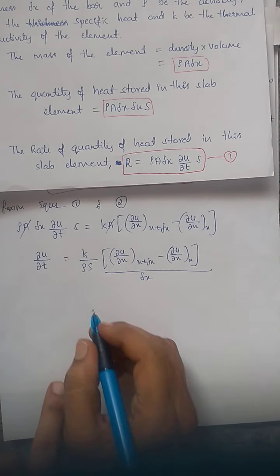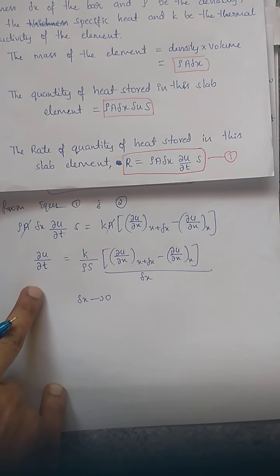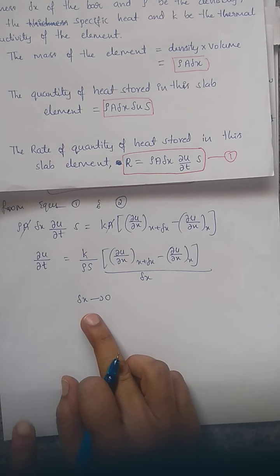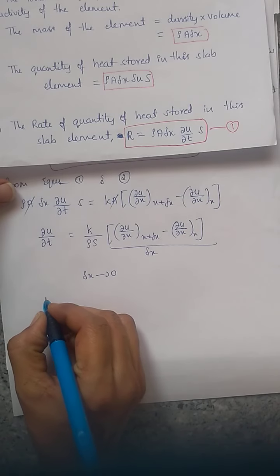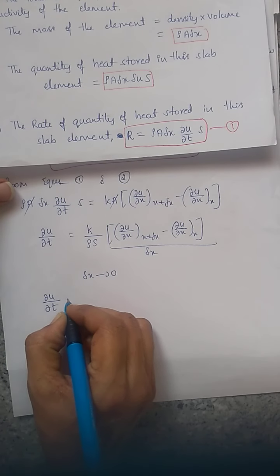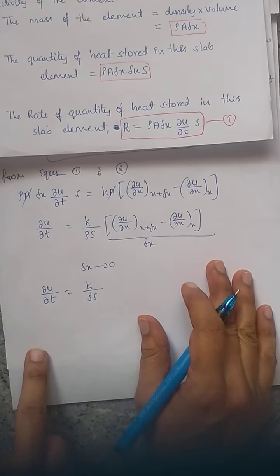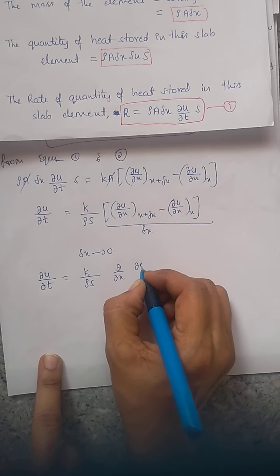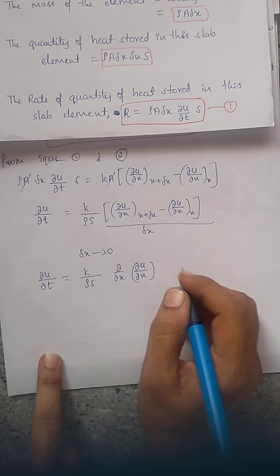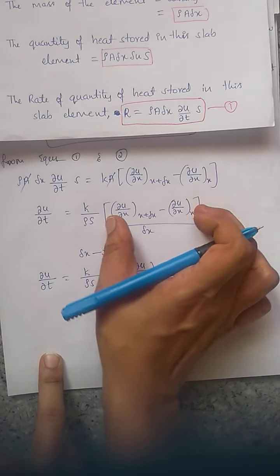Next, if you apply delta X tends to 0, delta X is not there on the LHS side. If you apply delta X tends to 0 on the RHS side, this is nothing but the basic definition of a derivative. So using the basic definition of differentiation, we can write dou U by dou T is equal to K by rho S, a constant, times dou by dou X of dou U by dou X. This is nothing but dou square U by dou X square.